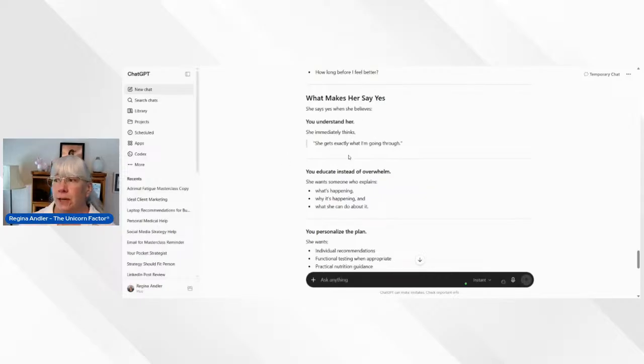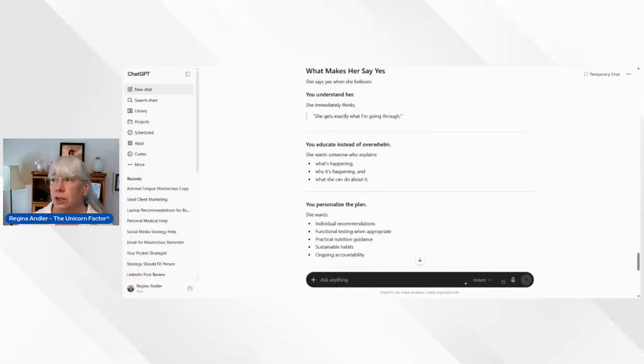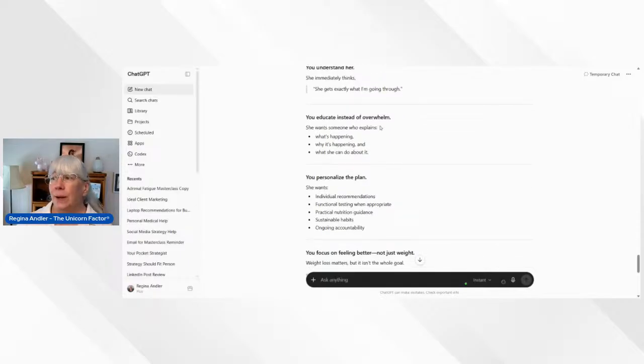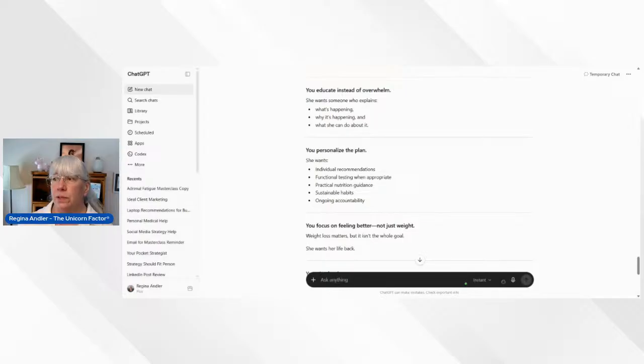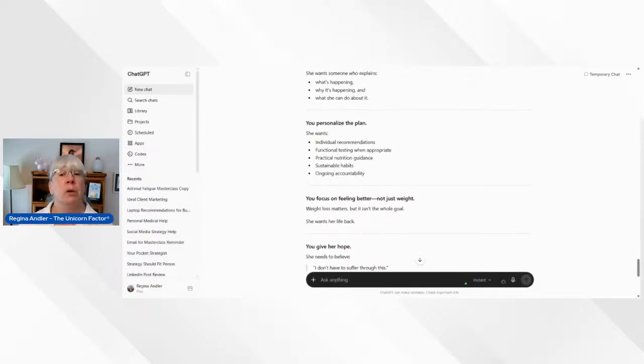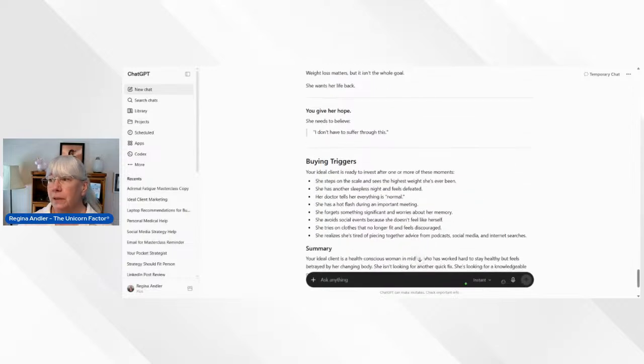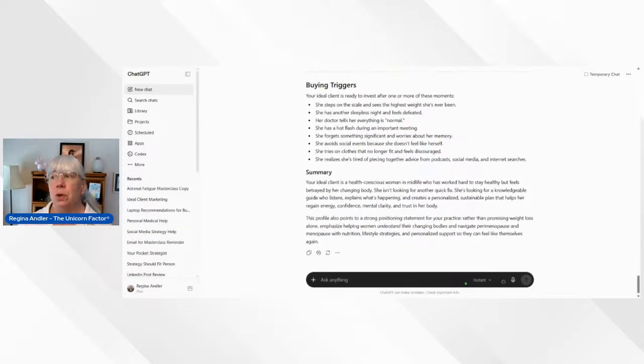When she says yes, she believes you understand her. She gets exactly what I'm going through. She immediately thinks that. You educate instead of overwhelm. She wants someone who can explain what's happening. So this is all built into now your program. So you can see it's your ideal client, but it's helping you define what your program is going to look like. Buying triggers. There is so much here.